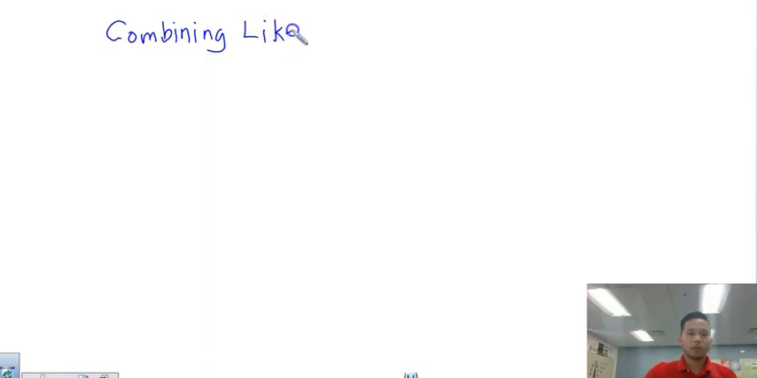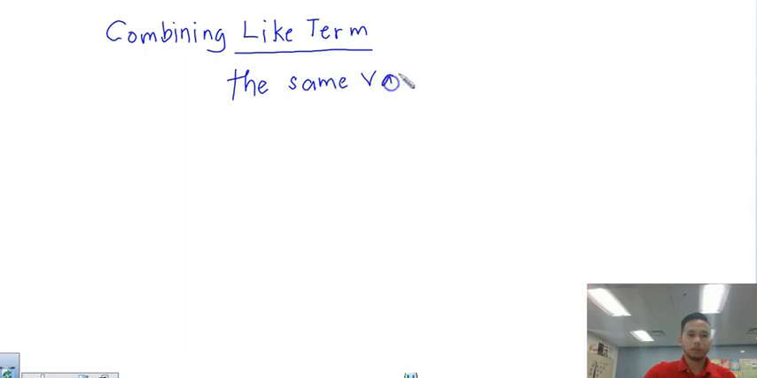Now the question there is, how are we going to distinguish if those terms are the same? So before combining, we have to assess those terms, that they need to be the same. So you can only combine like terms. All right. So when we say like terms, they have the same variable, and they have the same exponent.